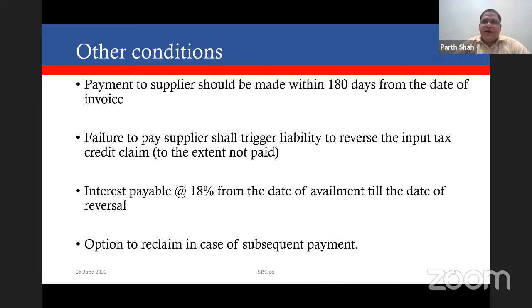Lastly, we can reclaim. Let's say once I reverse the ITC, after 2 months I pay back the vendor. The ITC component can be reclaimed. The interest is a cost.